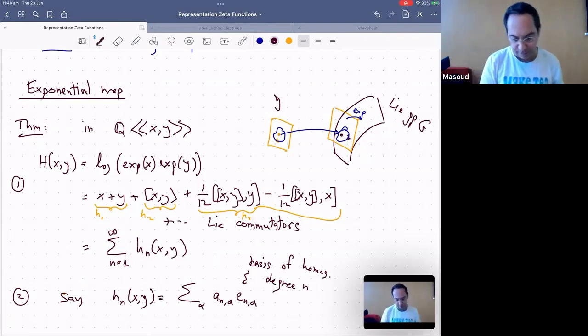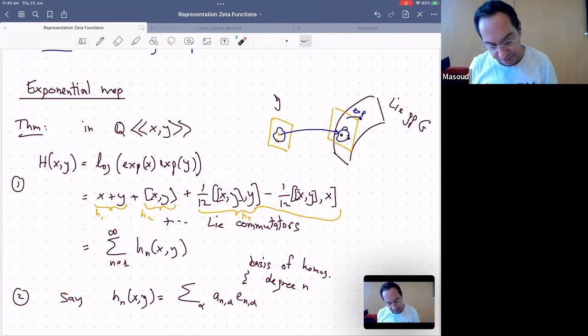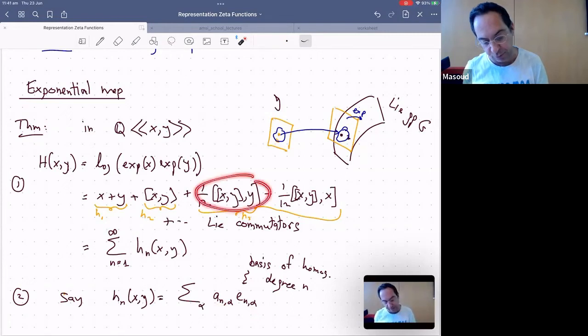Just keep track of time. So each of these H_n, I can write it as the nth homogeneous piece of this sum, and I can write it as a sum like here. I mean, I have two expressions.